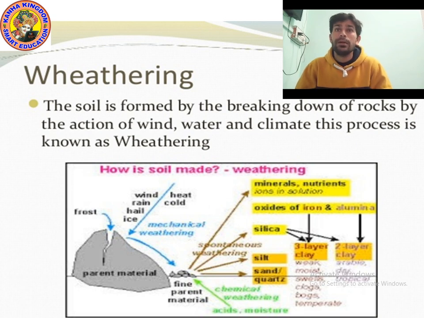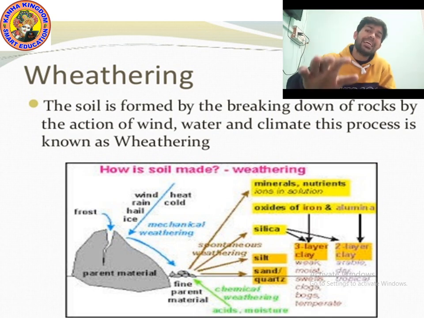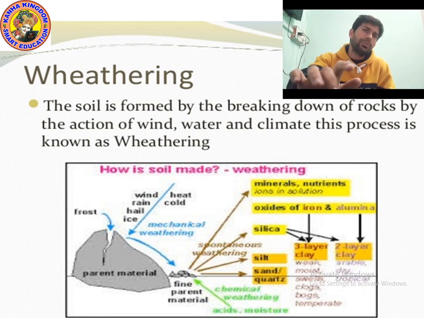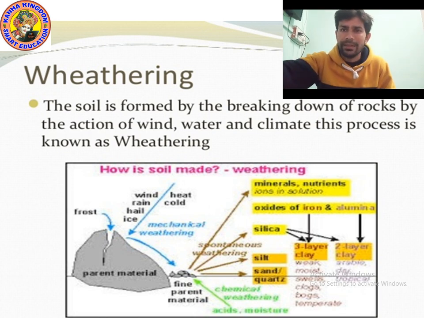So what is weathering? The soil is formed by the breaking down of rocks due to the action of wind, water, climate. Weathering is a process by which the rock particles break down and form the soil due to the action of wind, water, heat, cold, rain, ice, hail, and so on. I hope you understood. Now let's study the different types of soil. Let's move on to the next point.